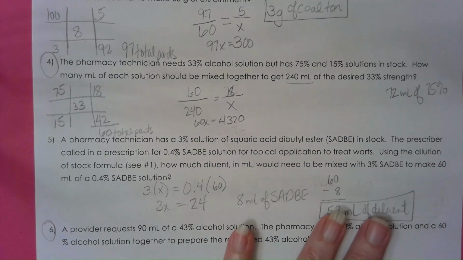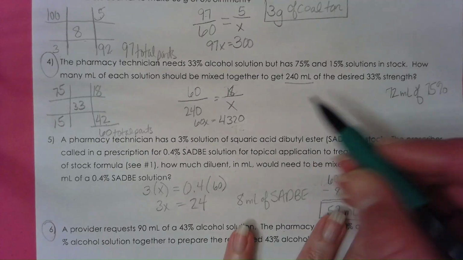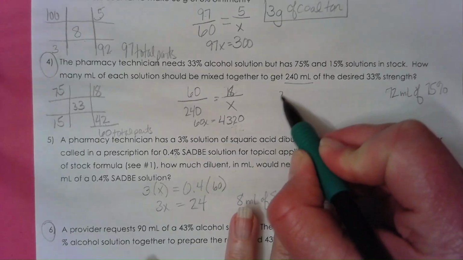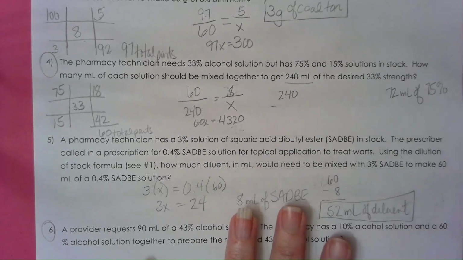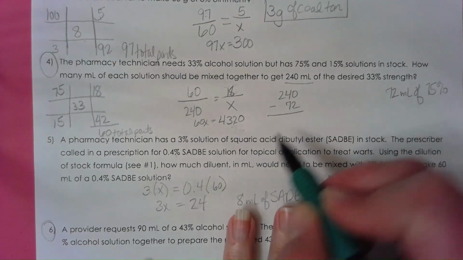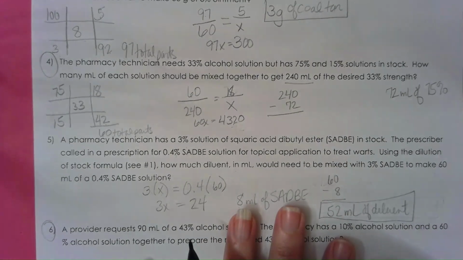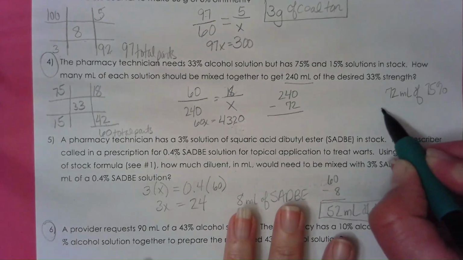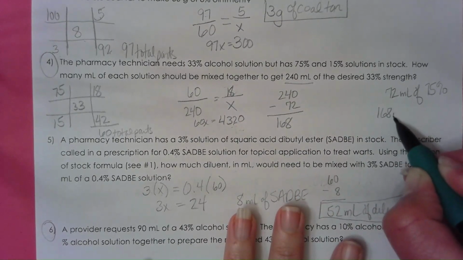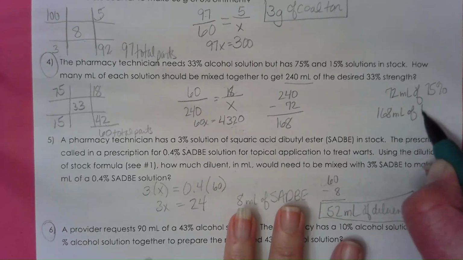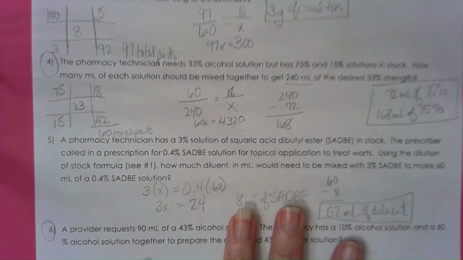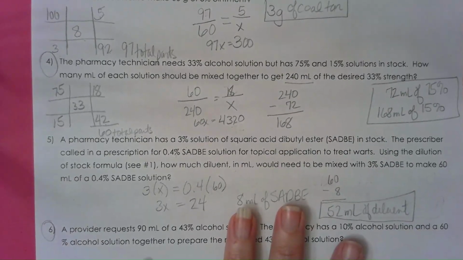Or we could just take our total, 240 milliliters, and subtract 72. So once we do the subtraction, we're going to end up with 168. So it's 168 milliliters of the 15%, and that is our answer. We need both. Okay.